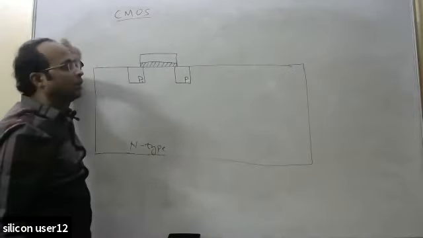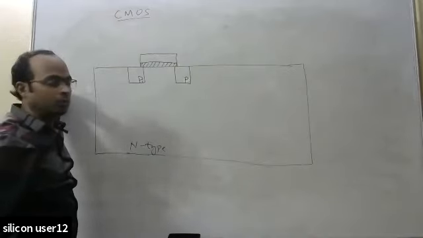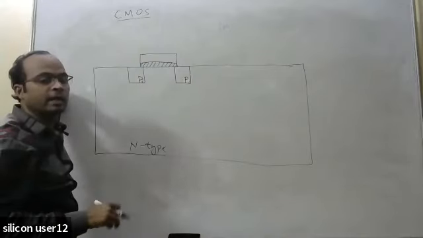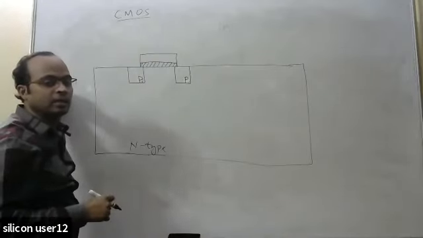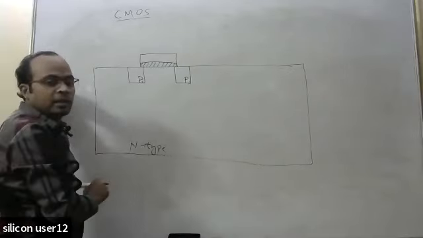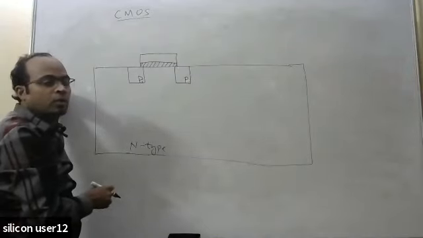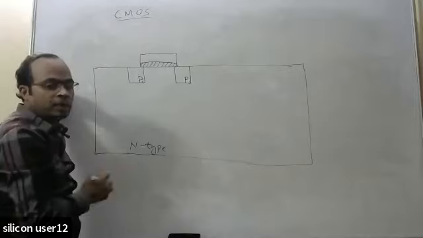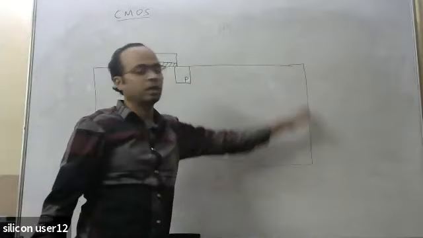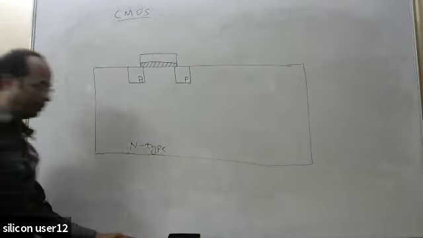But for the complementary MOSFET, we need another NMOS also. So what can I do? If I have a body of P type, then only I can create an NMOS inside it. Right now I have created the PMOS, and I want to create another NMOS. For that I need a P-type body, so I can convert some portion of this body to P-type.